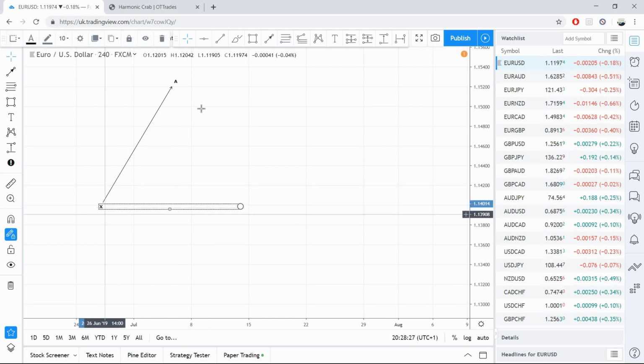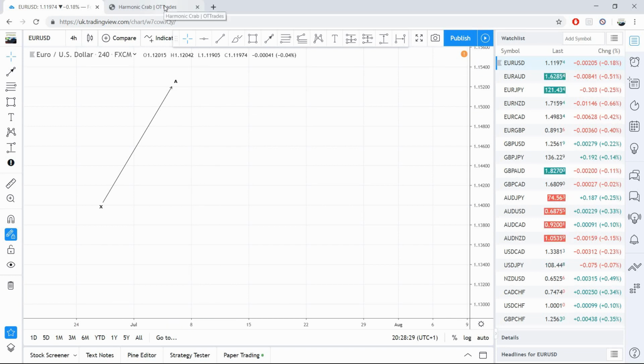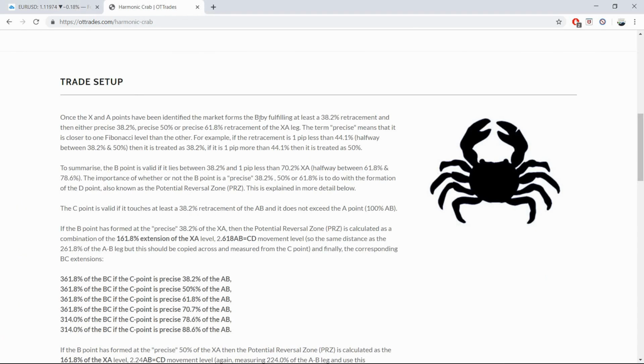So there's our initial price swing here, X to A point. Now the second point, the B point, this is going to be the first point in the pattern that we will look for Fibonacci retracement. So the market forms a B point by fulfilling at least a 382 retracement, and then either a precise 382, precise 50%, or precise 61.8% retracement of the X to A leg.